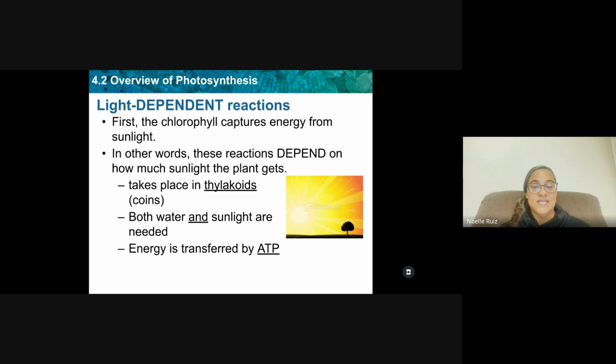This phase takes place in the thylakoids, the little coins, and both water and sunlight are needed for this process. And this process also requires energy in the form of ATP.